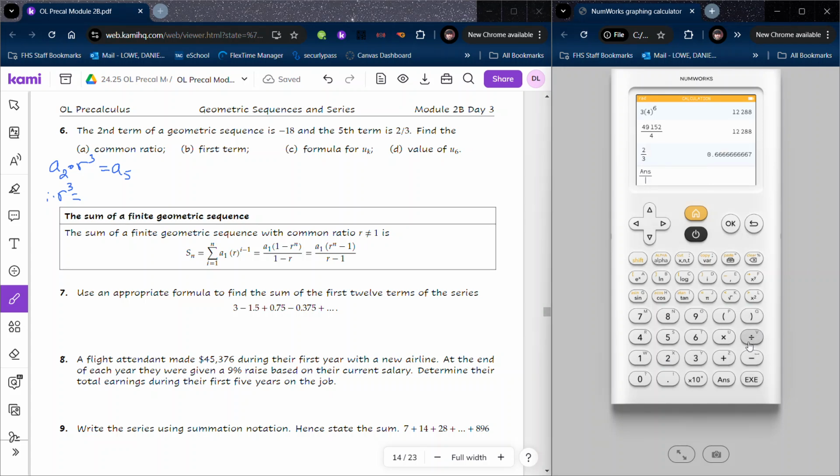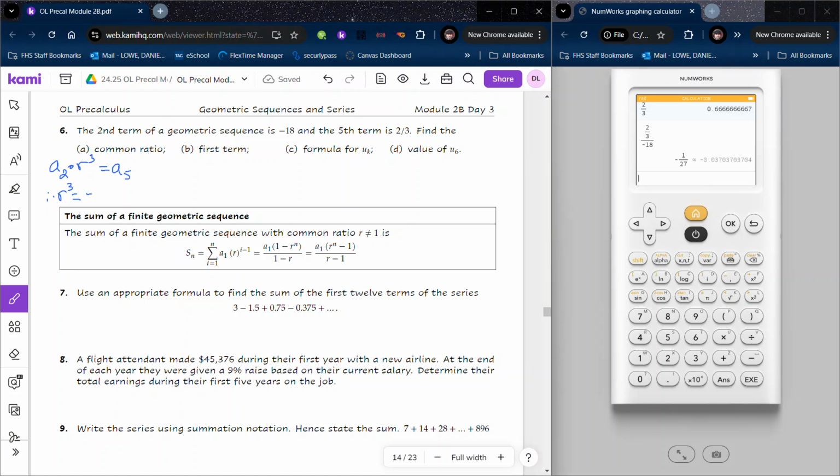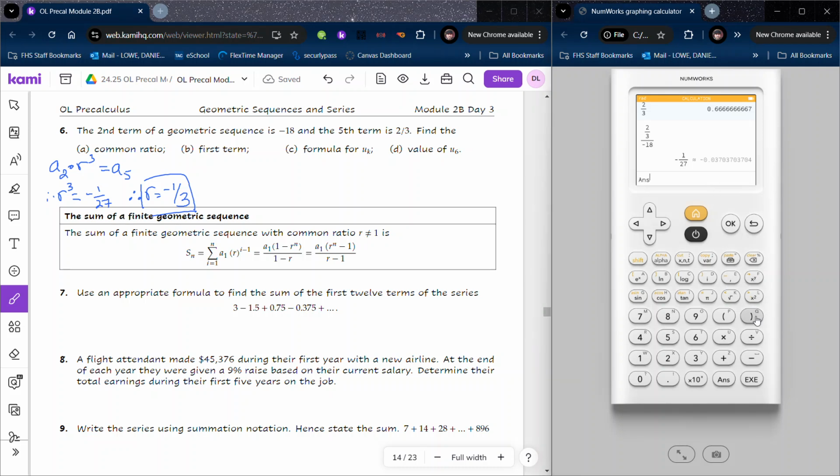2/3, divided by negative 18. So I know that my ratio cubed is negative 1 over 27. So that tells me that my ratio is negative 1/3. If I was doing it with a calculator, I can take that answer that I just got and raise it to the 1/3 power. And that gives me negative 1/3.